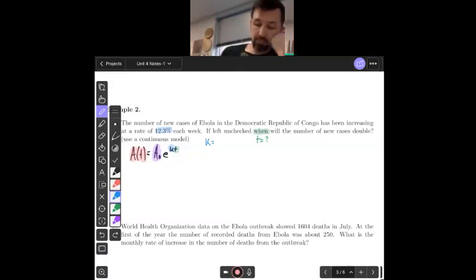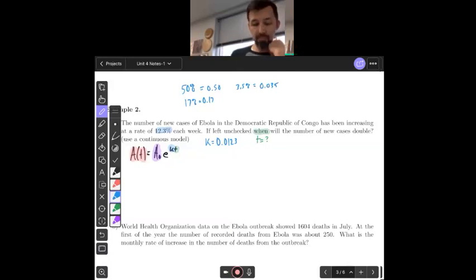Zero what? That would be 1.23%. Or 50% is 0.50, right? 17% is 0.17. 3.5% is 0.035. So 12.3% is 0.123. Okay, so we know what K is.